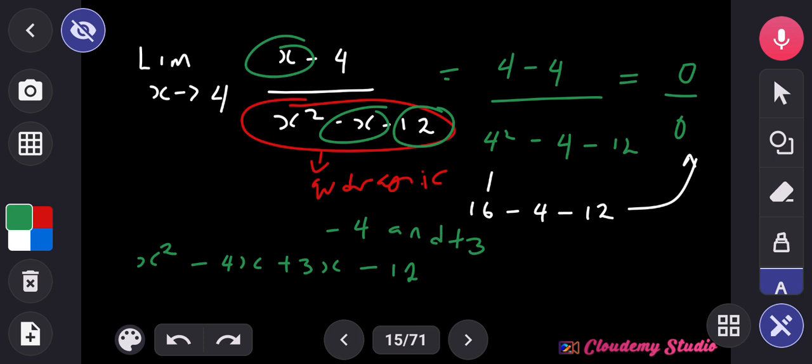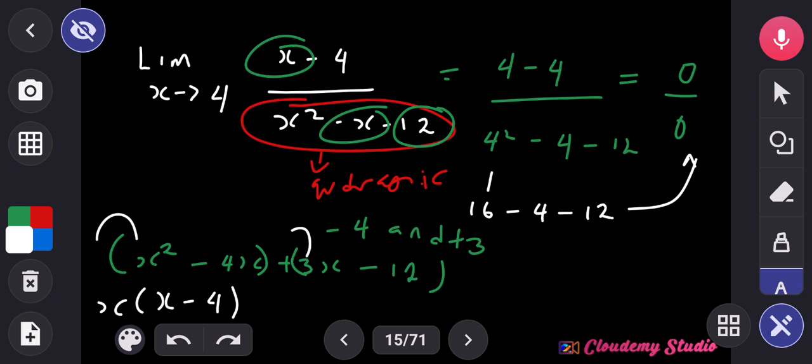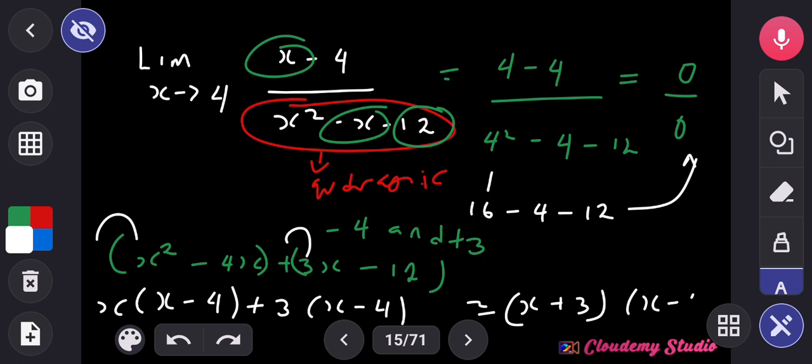And if we factorize both, we are going to be factorizing x out of this one. We are going to have x into bracket x minus 4. We are going to be factorizing 3 from this one. That will be plus 3, that is x minus 4. Which means after factorizing this one quadratically, we are going to be having what? We are going to be having x plus 3 and x minus 4, right?